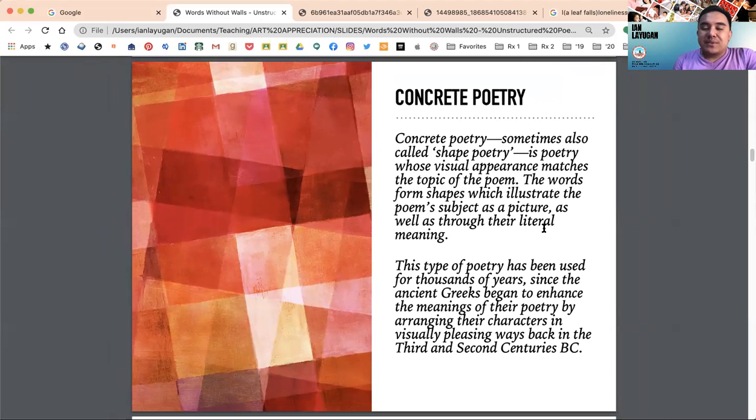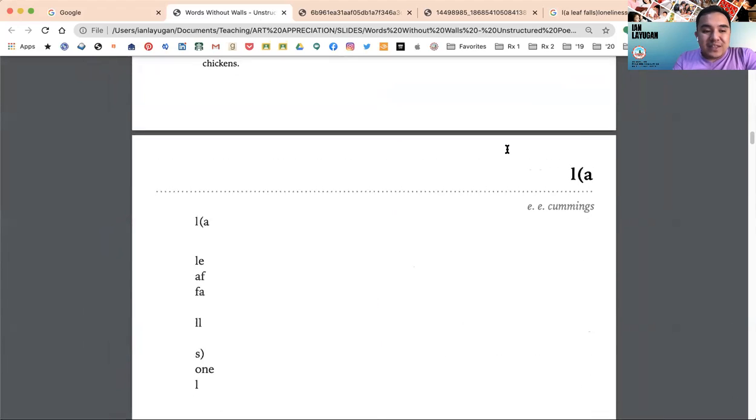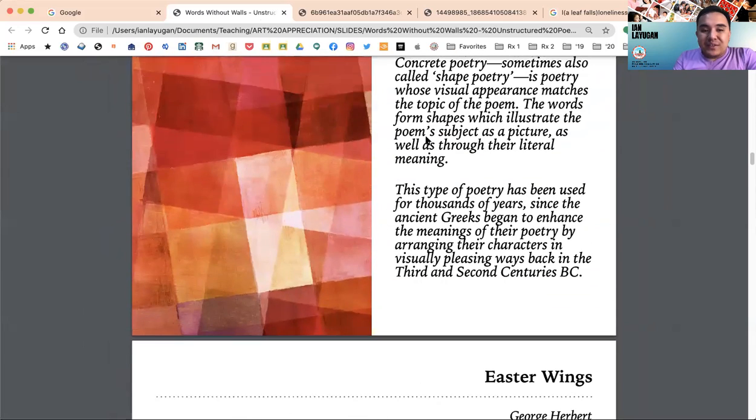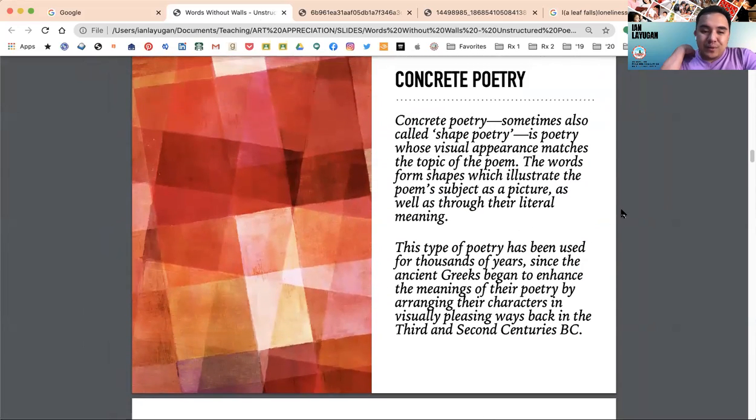Concrete poetry, sometimes called shape poetry, of course, for very obvious reasons, like look at that, a leaf falling and the handles of a wheelbarrow. These are shape poetry. They are poetry whose visual appearance matches the topic of the poem. You have to make sure that whatever you're talking about in your poem is related to the kind of visual or image that you are trying to conjure. The words form shapes which illustrate the poem's subject as a picture, as well as through their literal meaning.